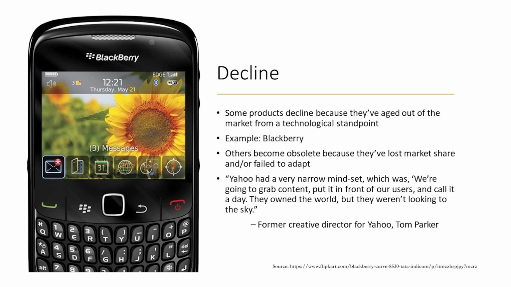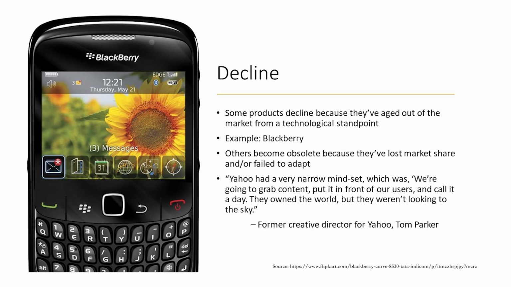Then the product goes through a decline. So, BlackBerry is almost out of fashion. So, they have gone through a clear decline. Some products decline because they have aged out of the market from a technological standpoint. So, instead of these push buttons, you have the touch screens. So, others, they become obsolete because they have lost their market share or failed to adapt.